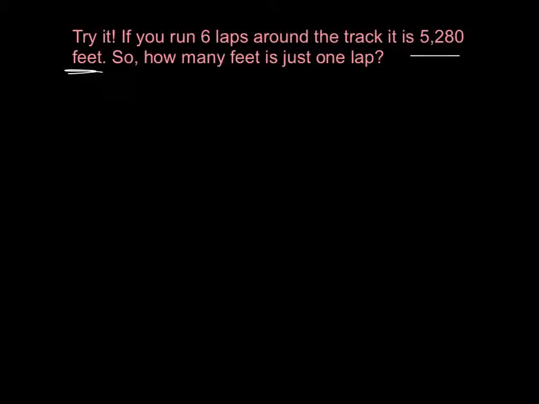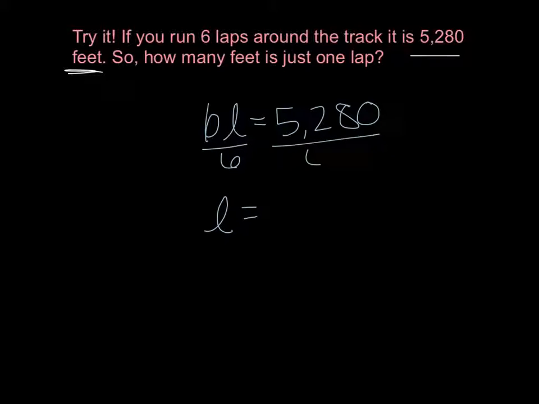Okay, this is the way I would have solved it. There's multiple ways to solve a lot of different problems, but this is how I would have done it. I would have said, okay, if 6 laps, now that is a 6 and an L representing my laps, equals 5,288 feet, and I want to know how much 1 lap equals, then I just need to divide both sides by 6.